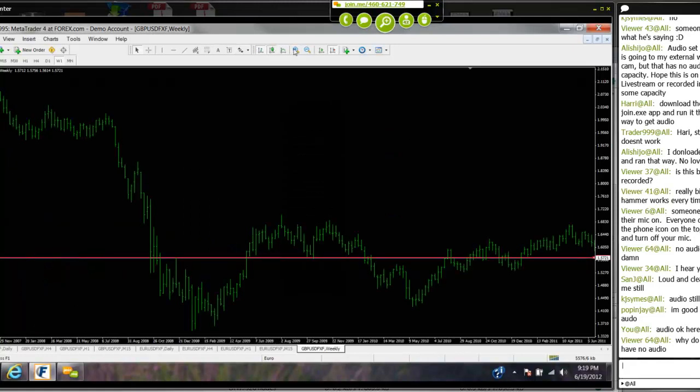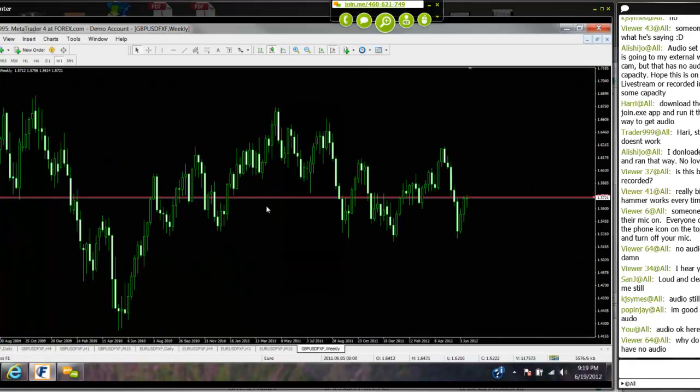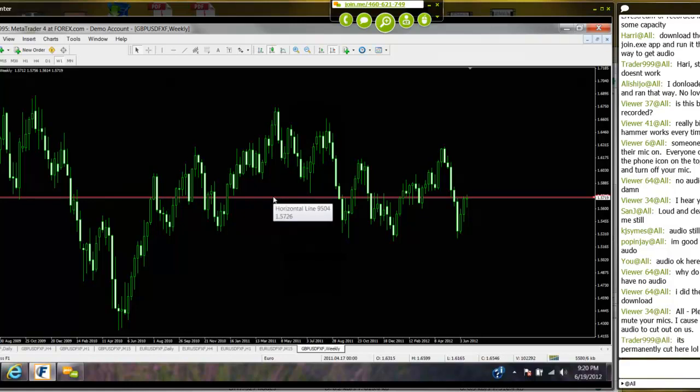If you look at the weekly chart of the cable, this red line is 157.30. I know it looks like, for whatever reason, I can't understand why it does it, I just set it to go right to 157.30, and it always moves a little bit and shows, in this case, 157.26. I don't know how I can fix that, but it is what it is.